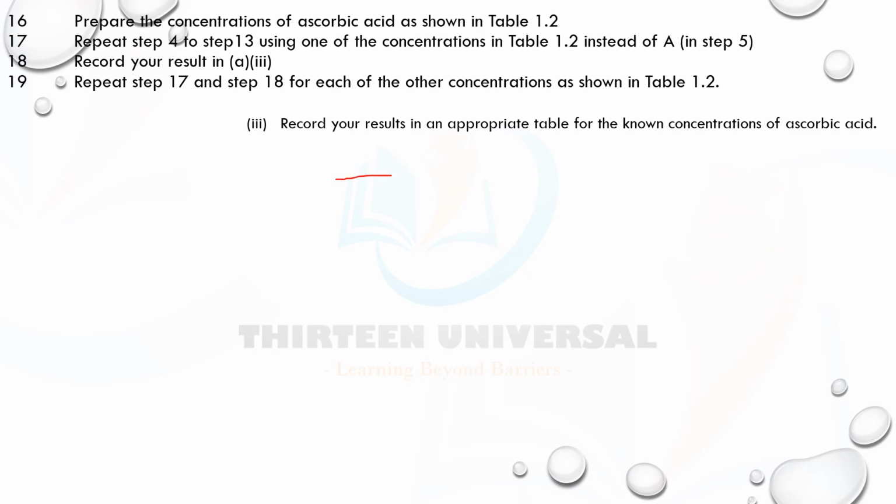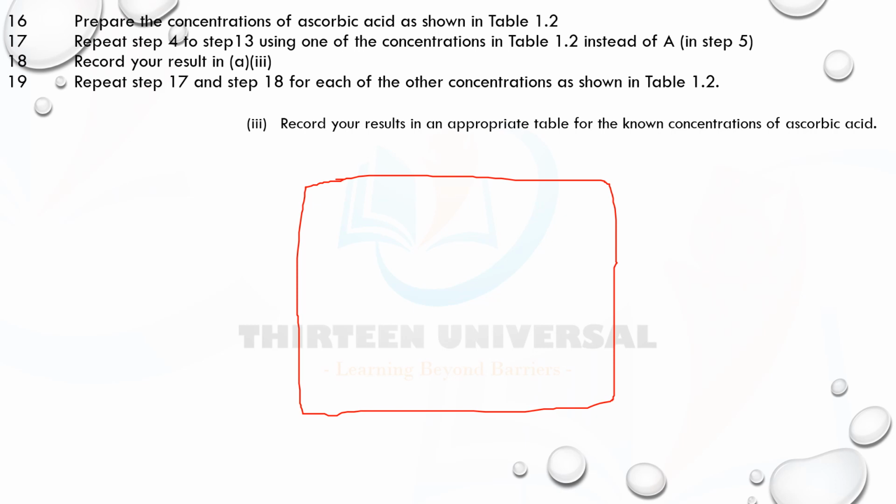First of all, you must draw an enclosed table, and your independent variable here, what are we changing? Concentration. So you must know what you are changing and what you're measuring. What are we measuring? The volume of iodine used. So our table should be like this. This is concentration of A, or whatever you call it, and then you put the unit here, percentage. This is volume of iodine used in cm cube.